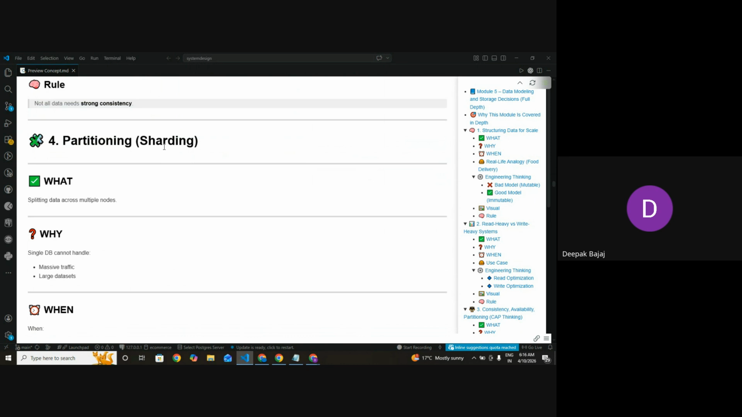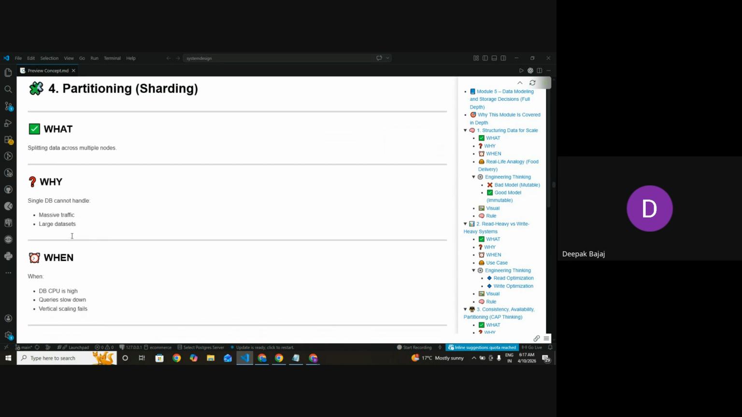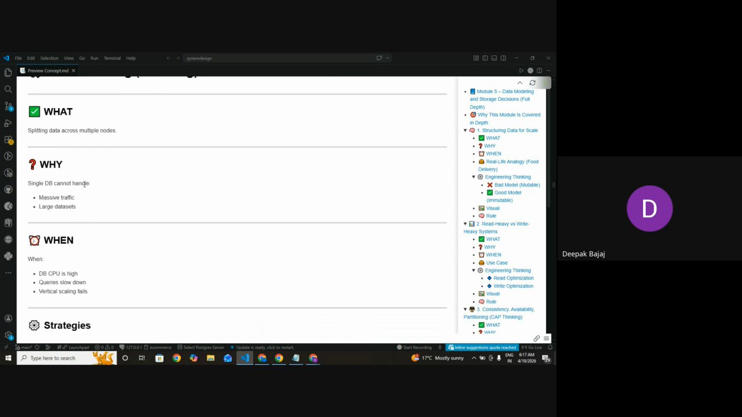Partitioning, sharding. What is partitioning? What is sharding? It's the same thing you can say. Splitting data across multiple nodes. A single DB cannot handle massive traffic and large databases. As I told you in simple terms, you are opening multiple counters to serve your customers.